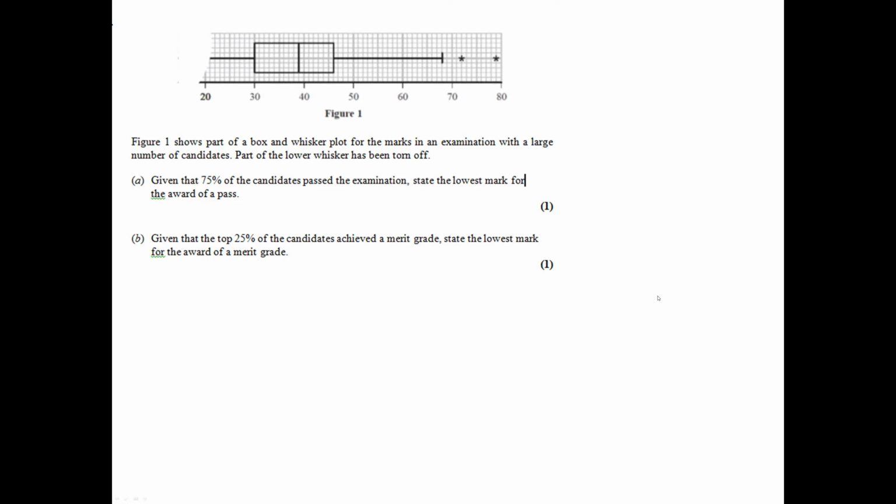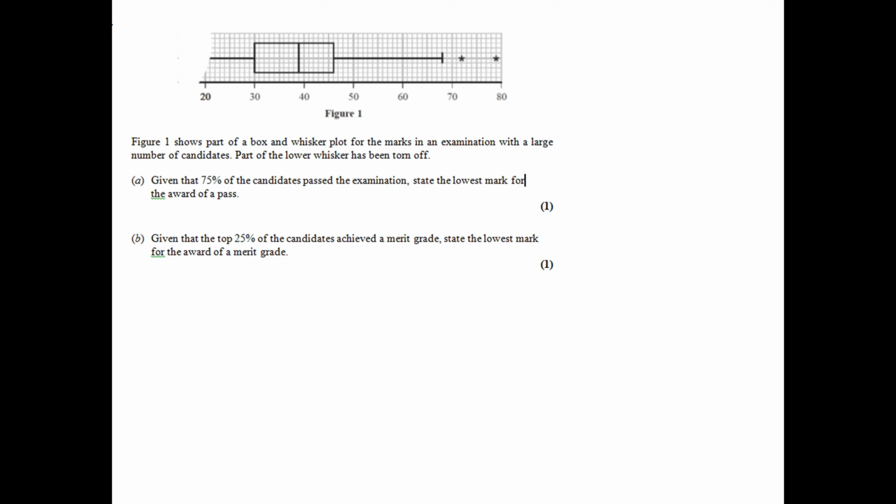In this question, we're presented with an incomplete box plot, which we're told represents the marks in an examination with a large number of candidates. Part A says, given that 75% of the candidates passed the examination, state the lowest mark for the award of a pass. Well, if 75% of candidates passed the examination, that means that 25% must have failed, i.e. 25% got lower than the pass mark.